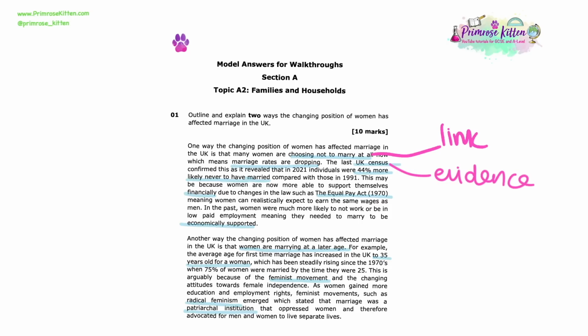So that statistic is then compared to a statistic in 1991, which very clearly shows that there has been a drop in the number of marriages, or those getting married. What we then do is apply some explanation. Here we are using social policy as that explanation.